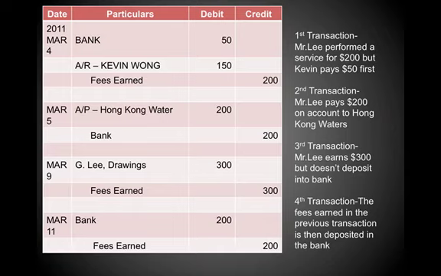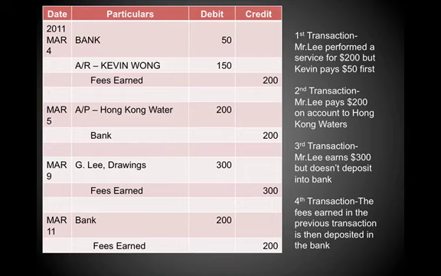In the next slide, we are given a chart, but we have to create a situation for each transaction. So for the first transaction, Mr. Lee performs a service for $200, but Kevin pays $50 first.